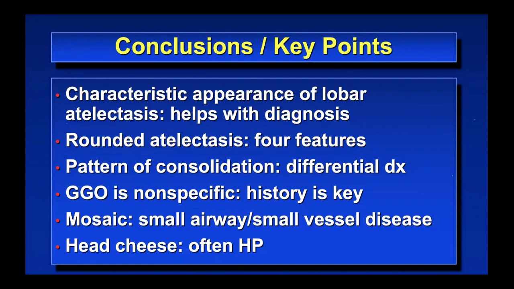I also have a hard time. So I look at the margins. If the margins are clean and well demarcated, then it's a mosaic attenuation. If the margins are ill-defined, then it's ground glass opacity. So that's the best way to differentiate.